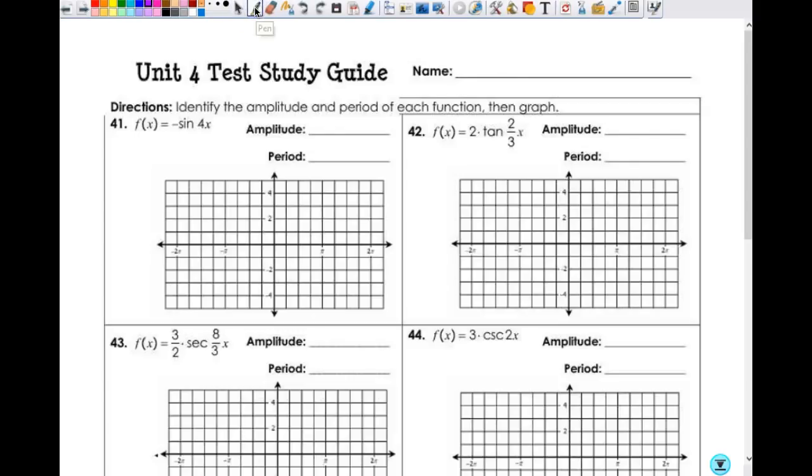Alright, so this is your key to your test review. So to start with the graphs, on number 41 here, the amplitude is 1. The period is going to be pi halves. And we have that negative there, which means there is a reflection. So we need to pay attention to that.